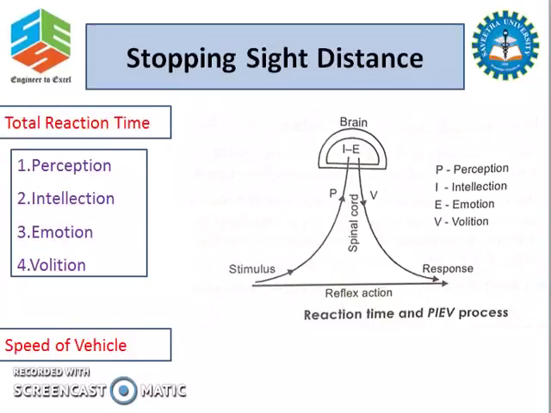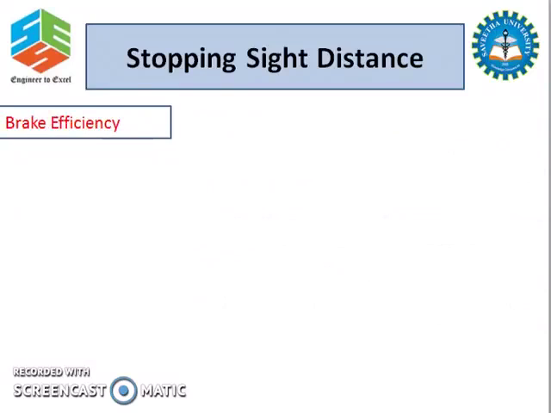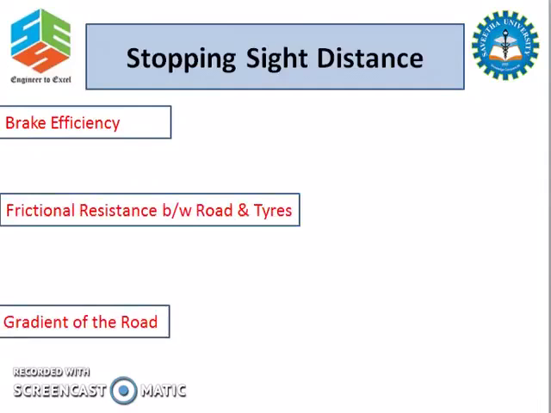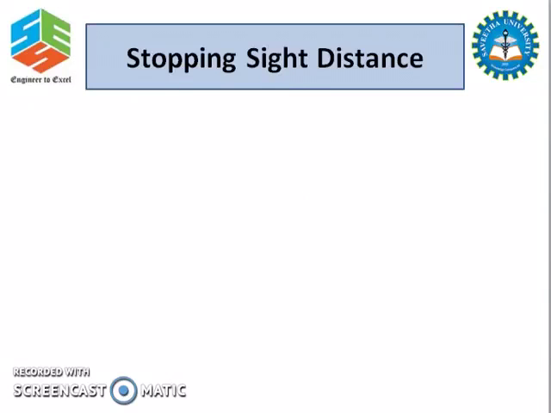Next, speed of the vehicle. The distance moved by the vehicle during the reaction time is a function of the speed of the vehicle. Brake efficiency: the function of the vehicle brakes is to control the speed of the vehicle on hills, to reduce the speed when required, and to stop the vehicle altogether and hold it stationary. Frictional resistance between the road and tires. And the last one is gradient of the road.